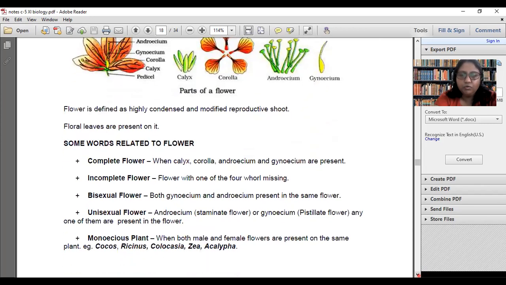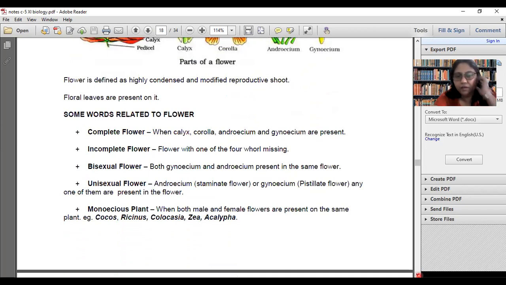Okay, so always remember a monoecious plant can have unisexual flowers. The two have nothing to do with each other. Why? In a monoecious plant, both male and female flowers are present. It doesn't mean that in the same flower, male and female reproductive parts should be present. It may be possible that some flowers are male flowers, some flowers are female flowers. But as they are present in a single plant, we call that plant a monoecious plant. Understood?